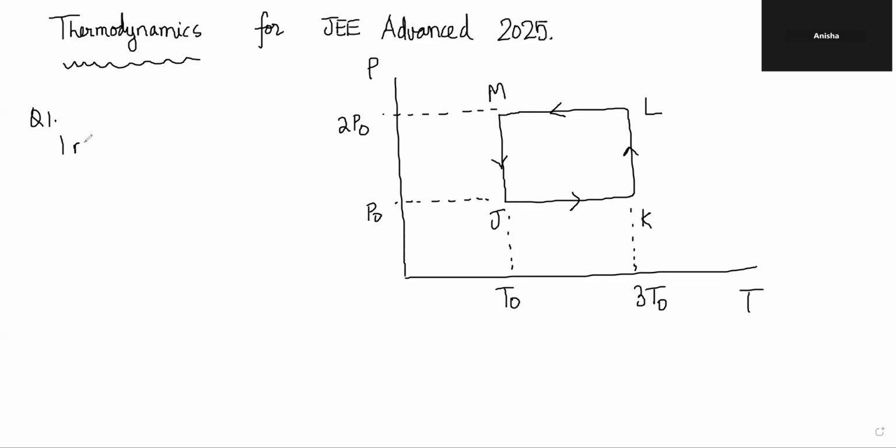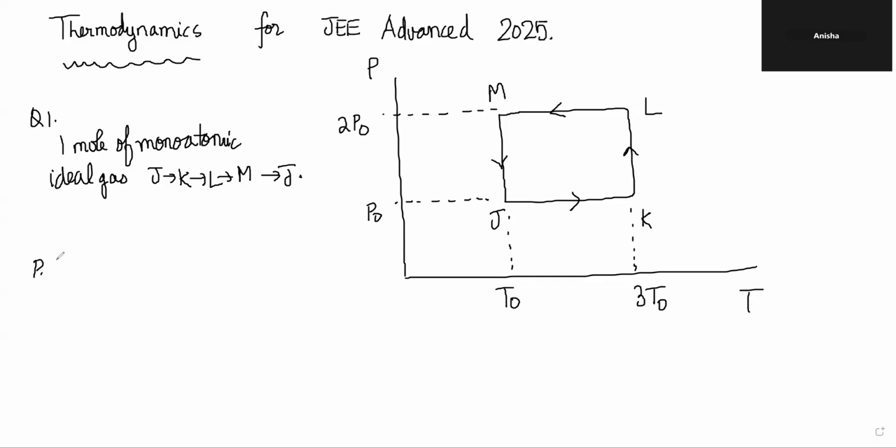Question says 1 mole of monoatomic ideal gas is doing the process J to K to L to M back to J. And you have to match the quantities. So there are multiple questions and you have to match it. So first, P option is work done in the complete cycle.